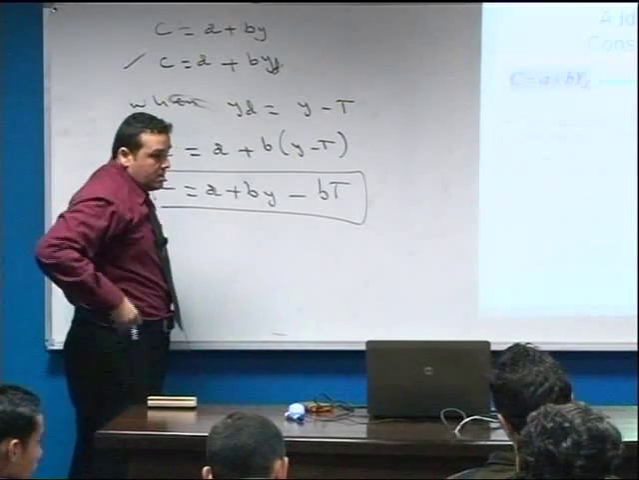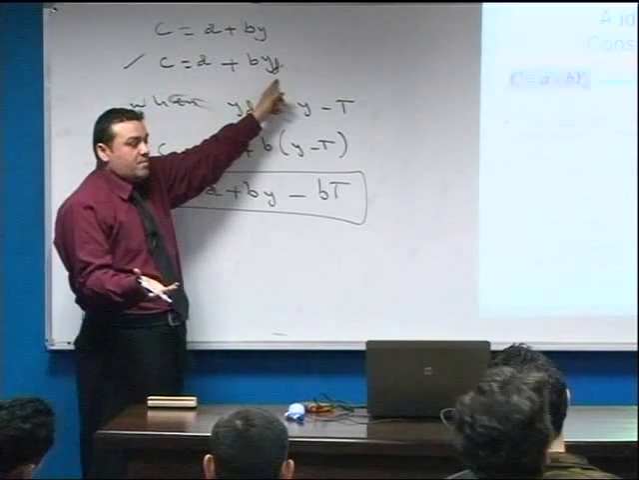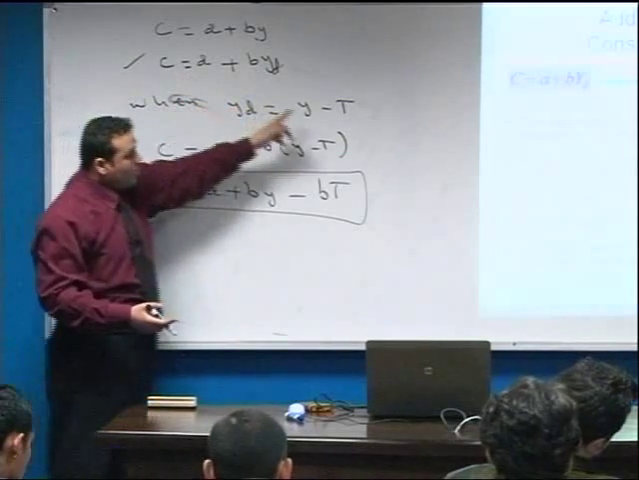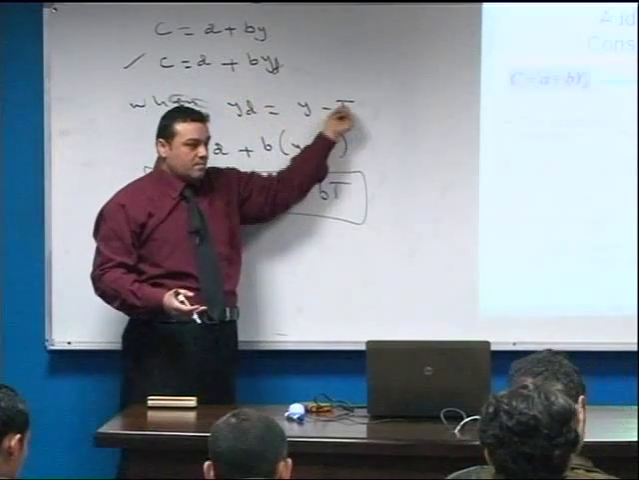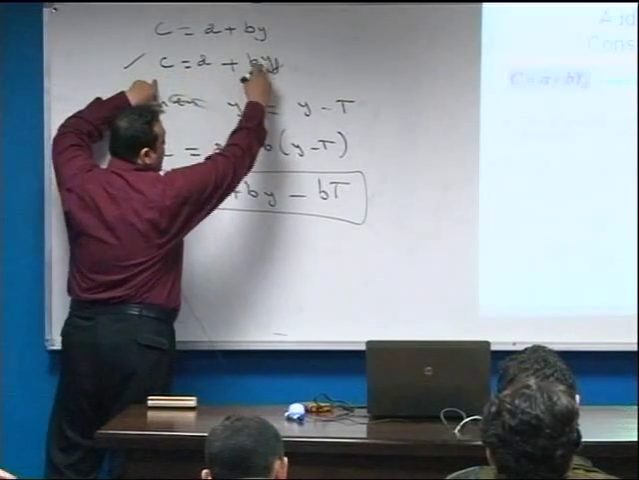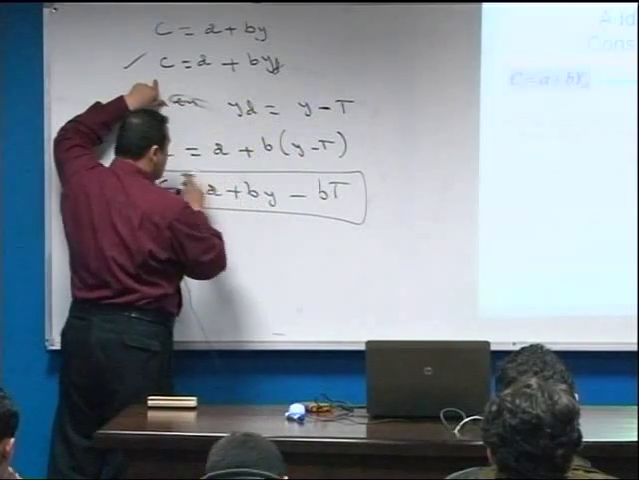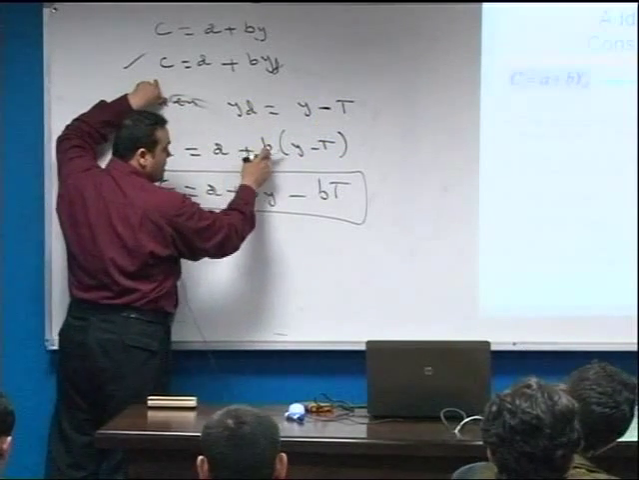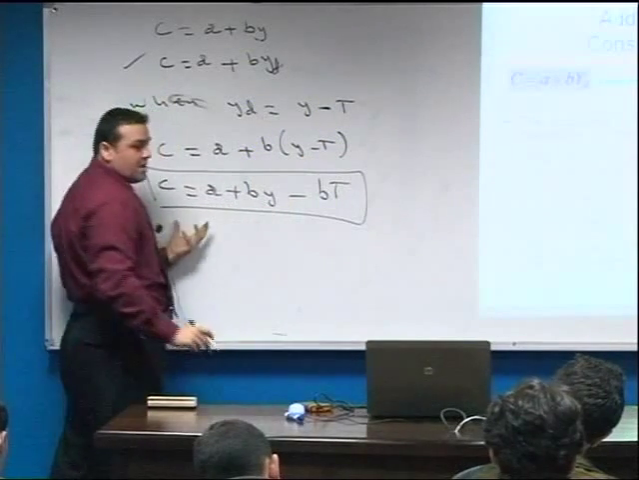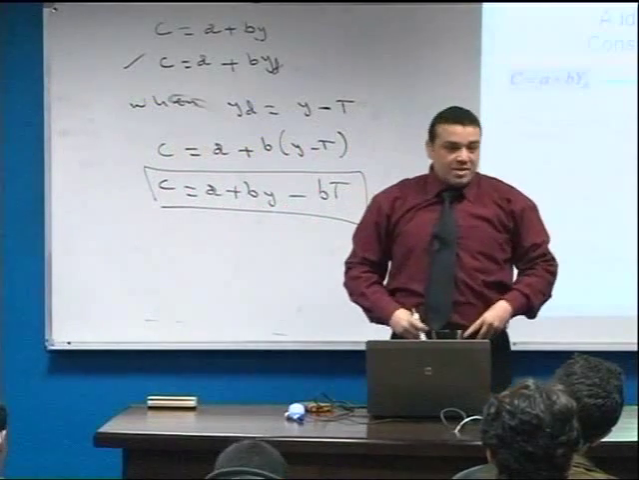Right? Our consumption is now based on the disposable income. So YD, as you know, equals Y minus T. So C equals A plus B times YD. Substituting YD, Y minus T, C equals A plus B times Y minus B times T. This is the consumption function under the closed economy with the government.